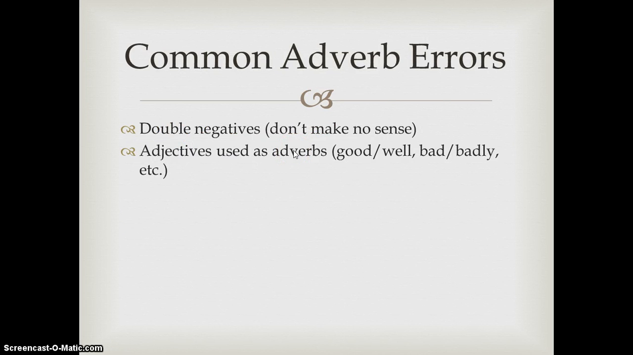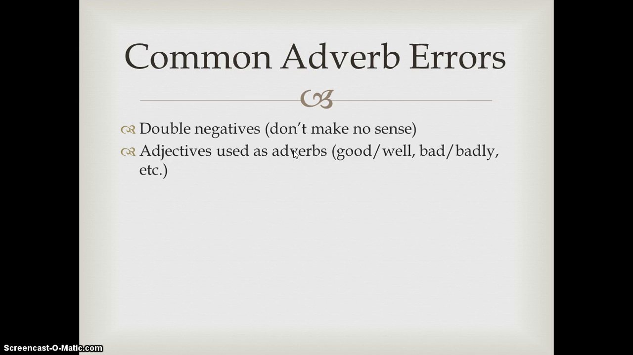The common adverb errors we encounter the most are double negatives. And of course, they don't make no sense. It's something that we tend to hear people say. They're not very frequently written, but we write how we speak. So you still have to be careful about them. And yes, they are incorrect. If you say, I don't have no dogs, it technically means you do have dogs. So you really don't want to do a double negative.